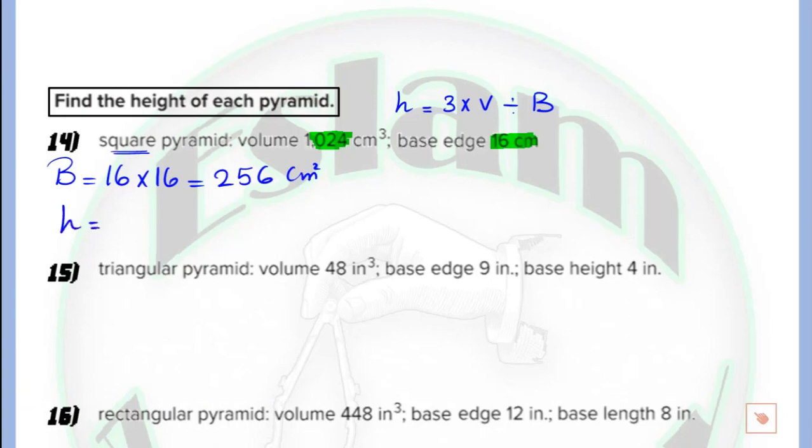Now we need to find the height. As we said, the height is equal to 3 multiplied by the volume divided by the area of the base. By solving the operation, you will find that the height is 12 centimeters.